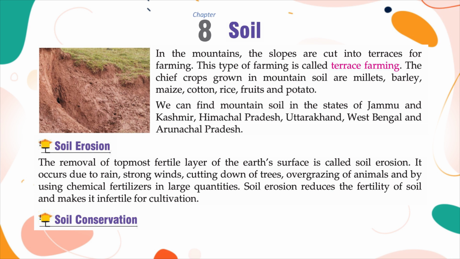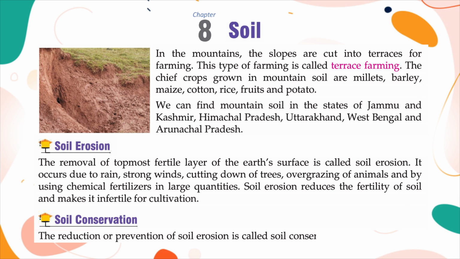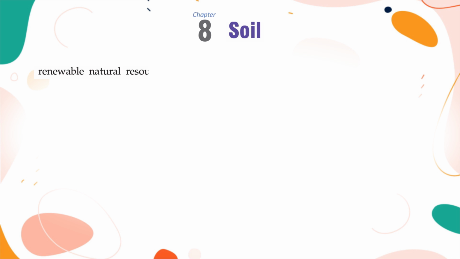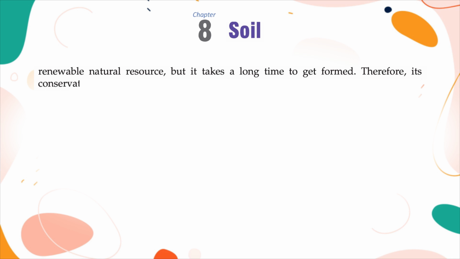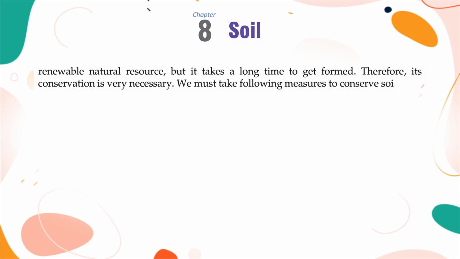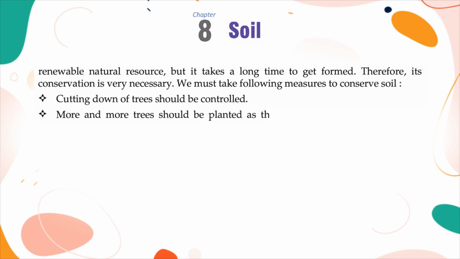Soil conservation. The reduction or prevention of soil erosion is called soil conservation. Though soil is a renewable natural resource, it takes a long time to get formed. Therefore, its conservation is very necessary. We must take the following measures to conserve soil. Cutting down of trees should be controlled. More and more trees should be planted as the roots of the trees hold the soil together.